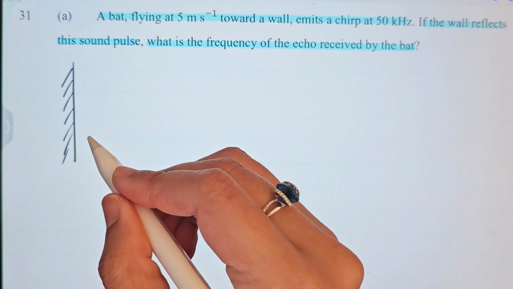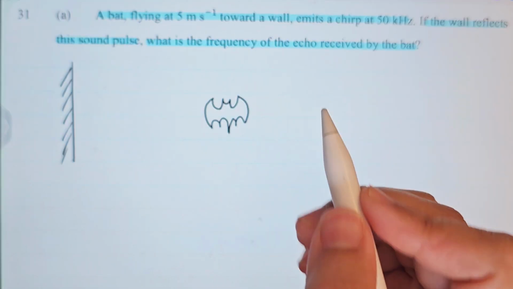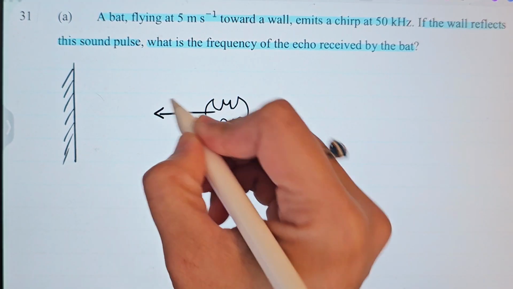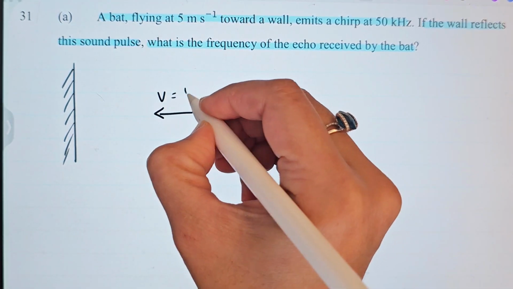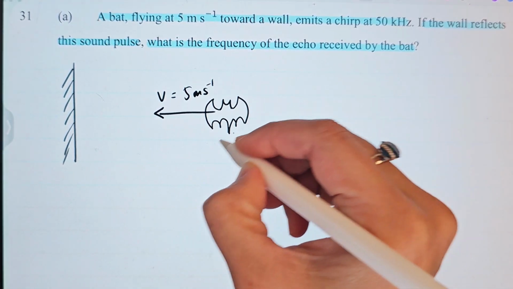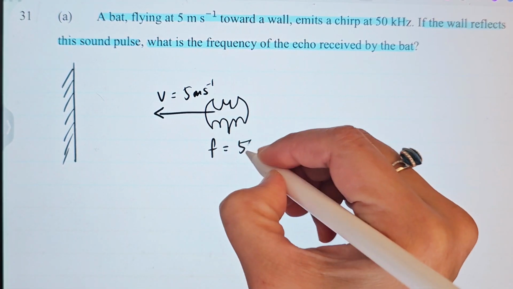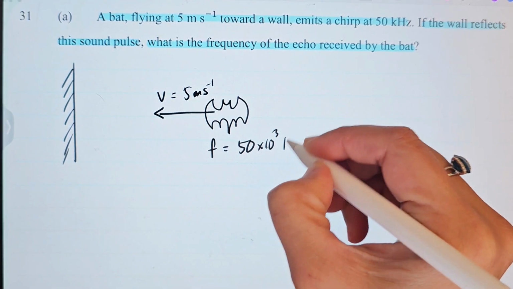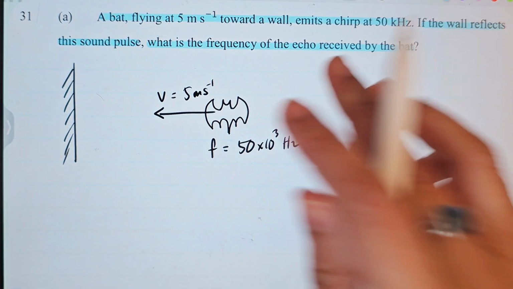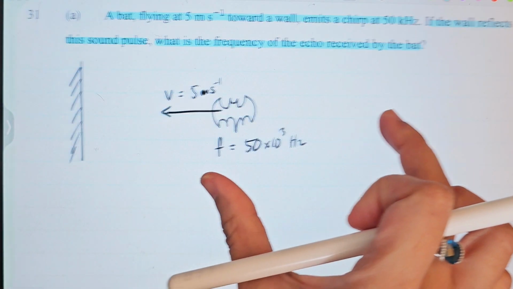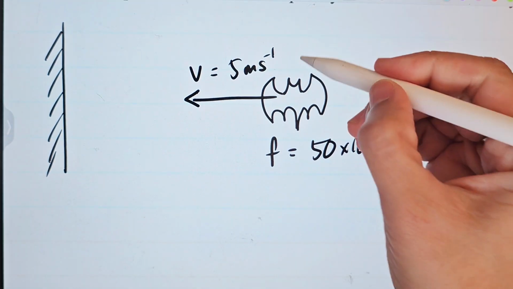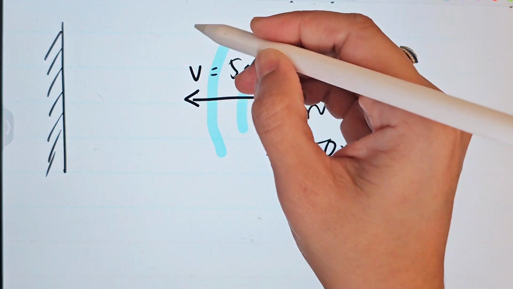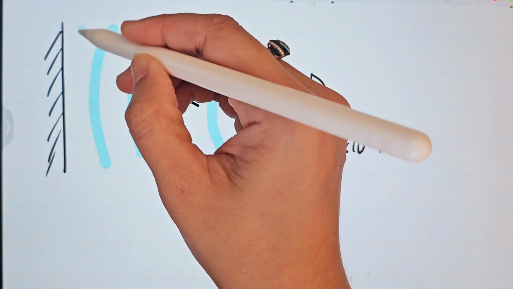This is my wall. This is my bat. So the bat is approaching the wall at 5 meter per second and emits a frequency of 50 kilohertz. In this case, we have two situations. The first situation is when the bat is emitting the sound wave to the wall.